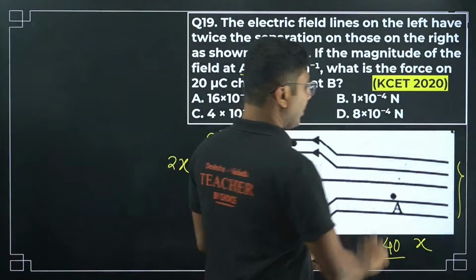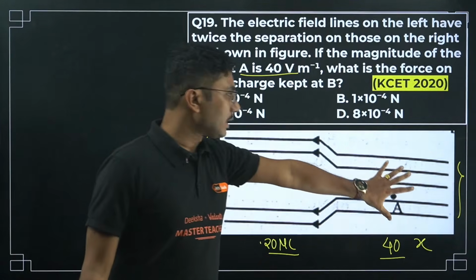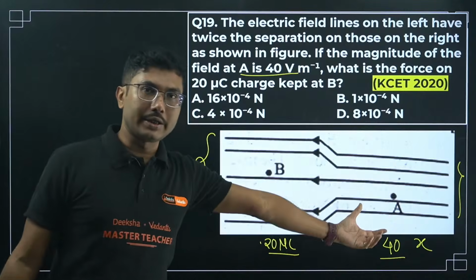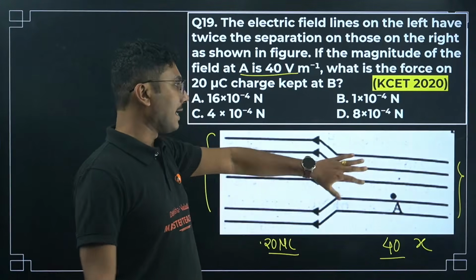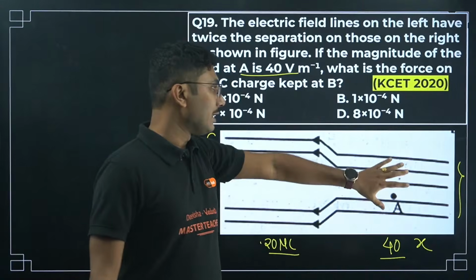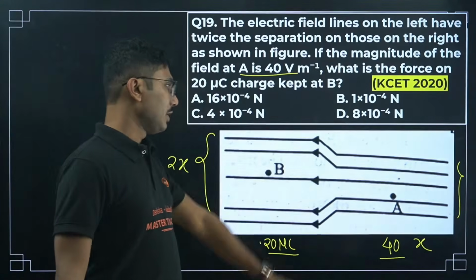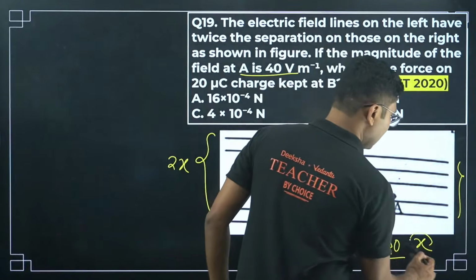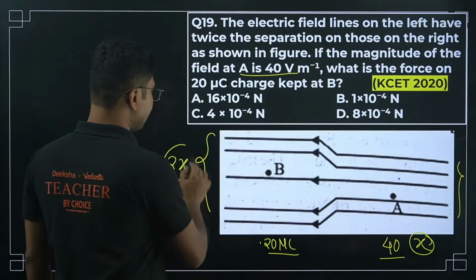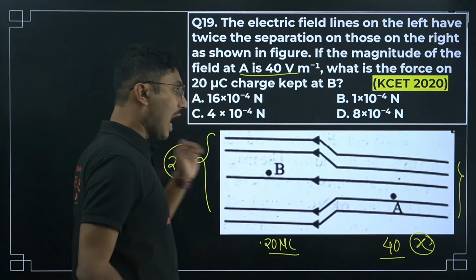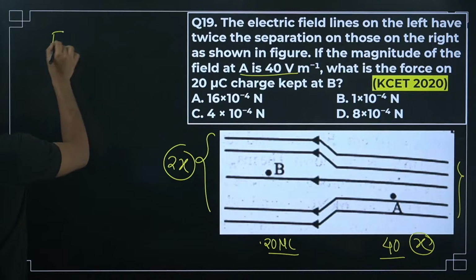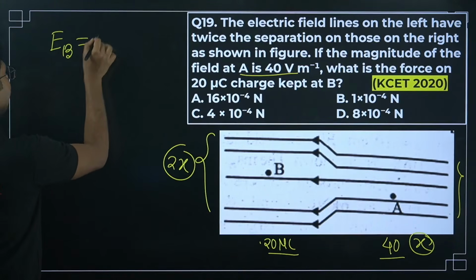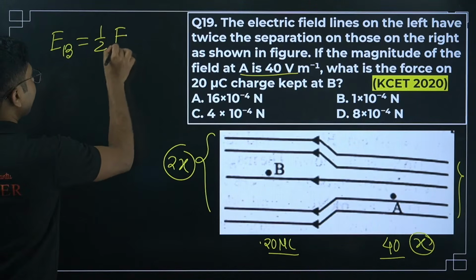First of all, you have to understand that the closer the electric field lines, the stronger the field. It is inversely proportional to the distance between the lines. Here the distance is double, so the electric field at B will be half of the electric field at A.